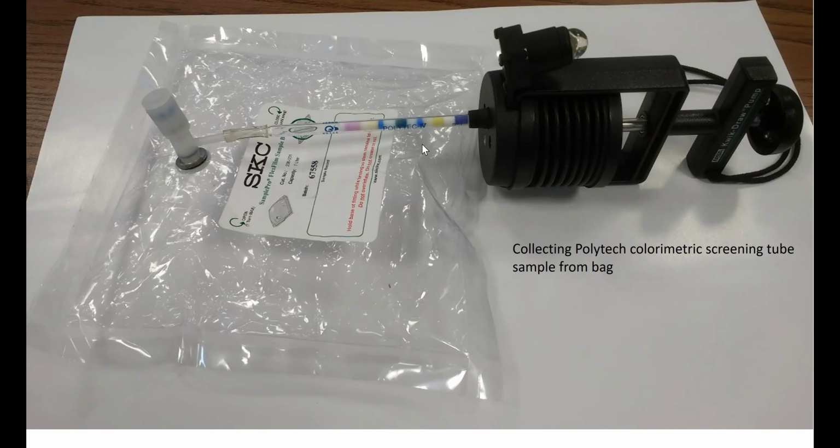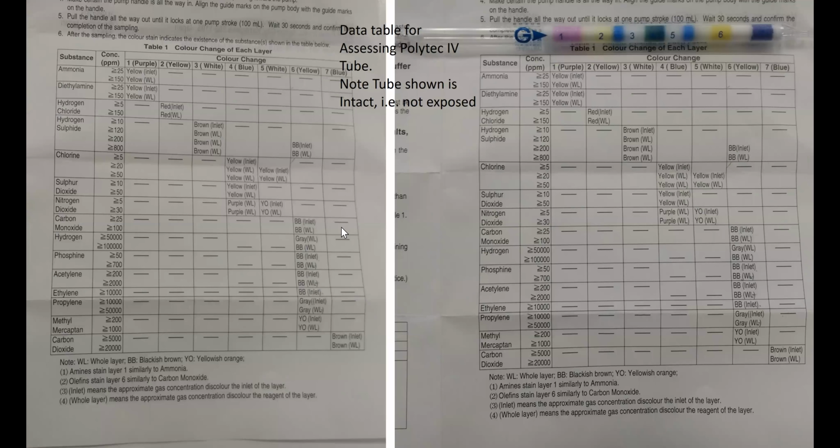We hook up a Polytech 4, which is a screening tube that's got these different colored layers, and we collect from our bag sample that was collected from auto exhaust. You can see an intact tube here that corresponds to, there's your blue, there's your yellow, there's your white, kind of gets off a little bit. There's your blue for layer 4, white, yellow, and they say purple, it sure looks pinkish to me. And actually their blue looks kind of purplish to me, but that's the way they label it. So this is what the tube looks like before the color change occurs.